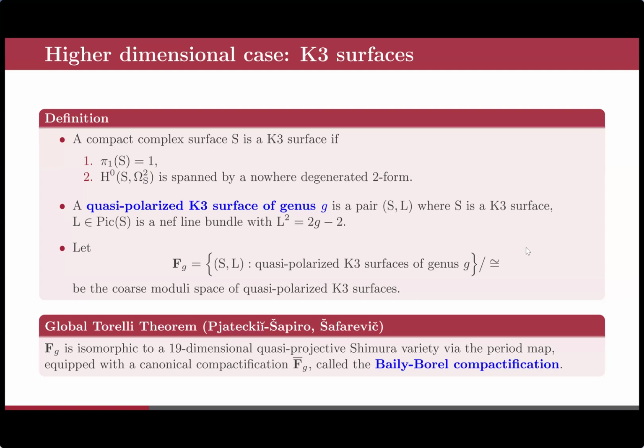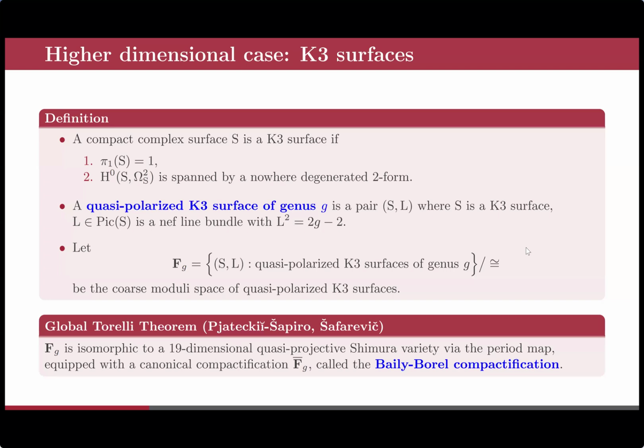And by using the global Torelli theorem, we know more about this moduli space. So F_g is actually a 19-dimensional quasi-projective Shimura variety. Okay, so this isomorphism is induced by the period map. I think this is probably well known to everybody, so I will skip the construction, but just state that this moduli space is nothing but some Shimura variety.